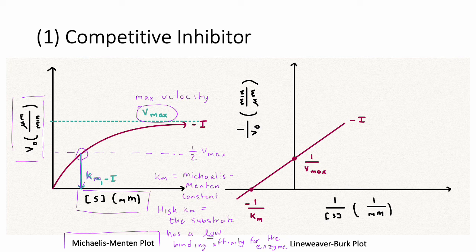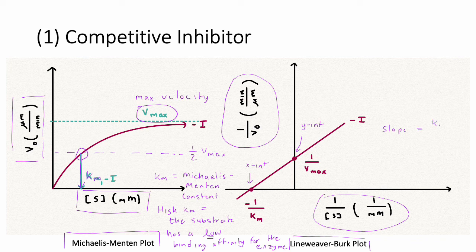And finally, another plot that we use is the Lineweaver-Burke plot. The x-axis is 1 over concentration of substrate, and the y-axis is 1 over velocity. The y-intercept is 1 over Vmax, and the x-intercept is negative 1 over Km. The slope of the Lineweaver-Burke plot is Km over Vmax. And the Lineweaver-Burke plot is useful because it is a linear line.